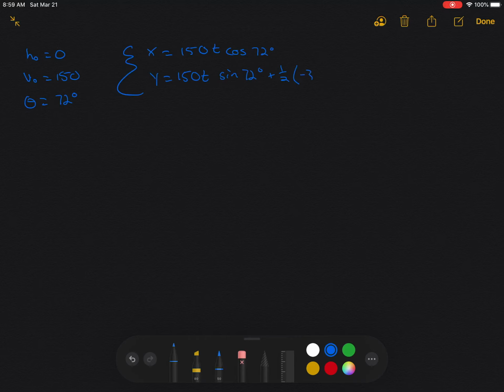All right, this is just to help you get some practice plugging this stuff in and understanding what they're asking for. Part B asks, after 1.3 seconds, how far has the object traveled horizontally and vertically? So they're giving us a t to plug in.